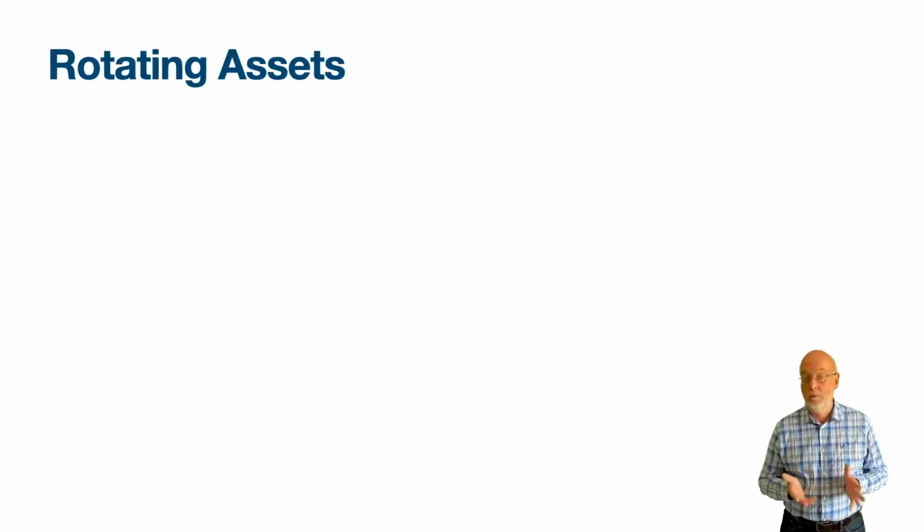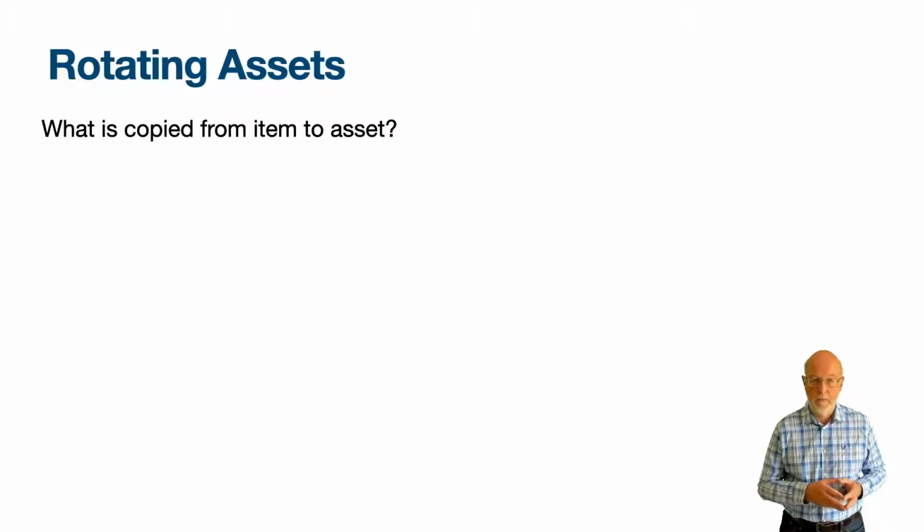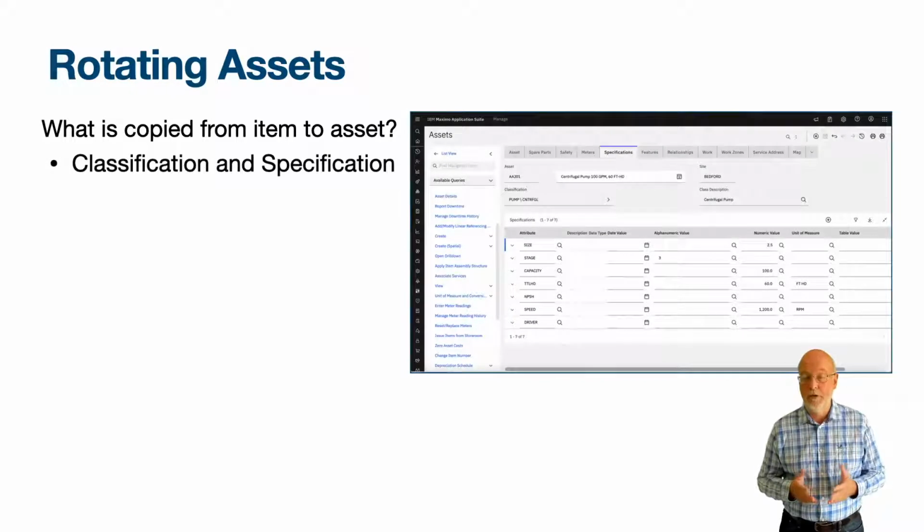In this slide, we will review the data that is copied from the item to the asset. In the previous slide, I had created an item called AAJ01, which was marked as rotating and condition enabled. Then I created an asset AAJ01 linked to the item. I've now used the change item number action on the asset to select rotating item pump 100, and this has copied the classification and specification attributes and their data values from the item record to the asset record.